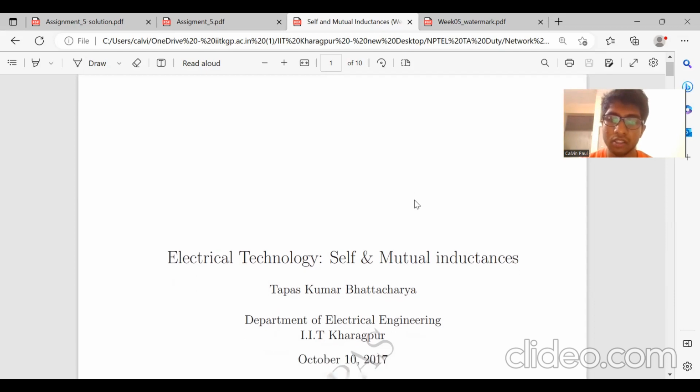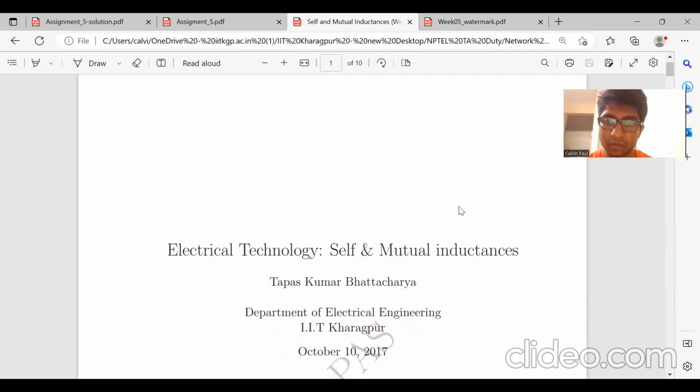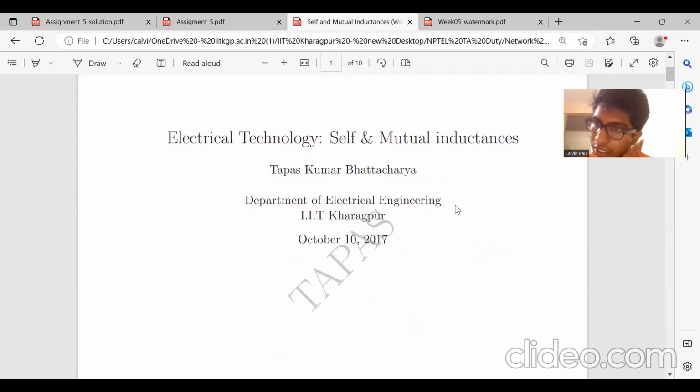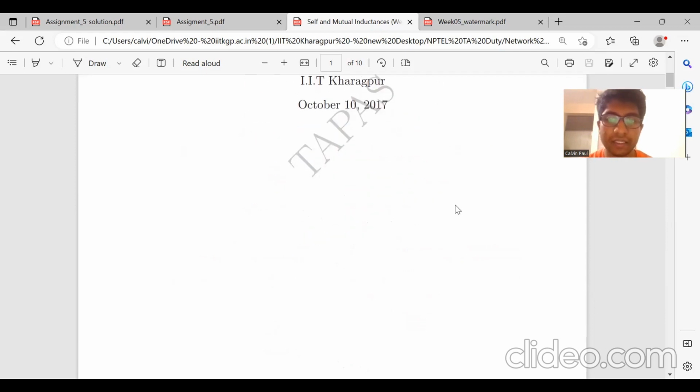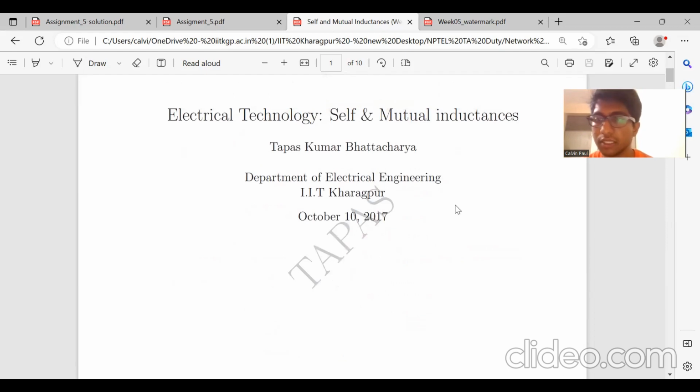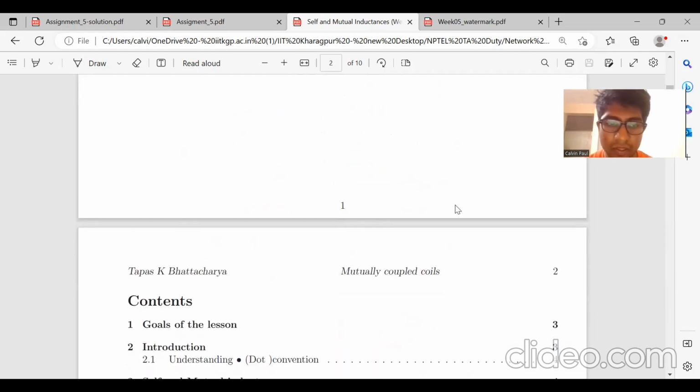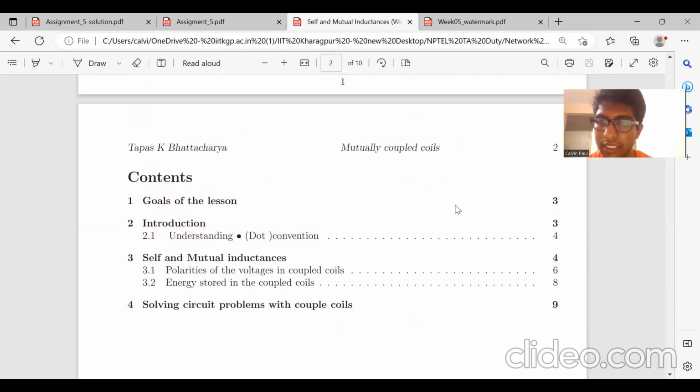Okay. So this course, as we know, has been taught by Professor Tapas Kumar Bhattacharya of the Electrical Engineering department, IIT Kharagpur, and so today we are trying to understand what is self and mutual inductance. There are various things that we want to understand, like the dot convention, how the coils are constructed, how they are coupled to each other, etc. We will also understand how the voltages are induced in the coupled coils, as well as how much energy is stored in the coupled coils. So all these things we will be exploring today, and once we explore that, we will be solving some circuit problems where there are coupled coils.